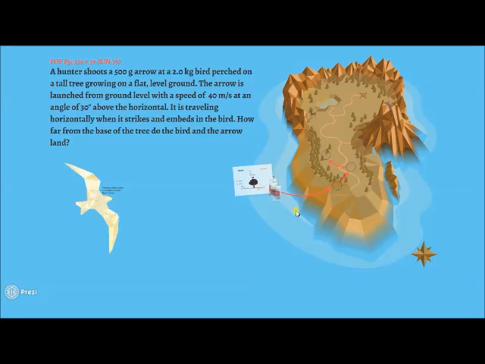Shoots a 500-gram arrow at a 2-kilogram bird perched on a tall tree growing on flat, level ground. The arrow is launched from ground level with a speed of 40 meters per second at an angle of 30 degrees above the horizontal. It is traveling horizontally when it strikes and embeds in the bird. How far from the base of the tree do the bird and the arrow land?